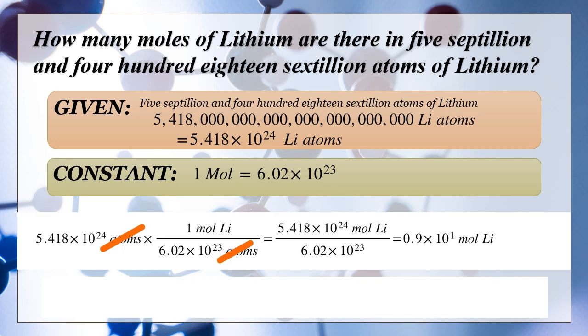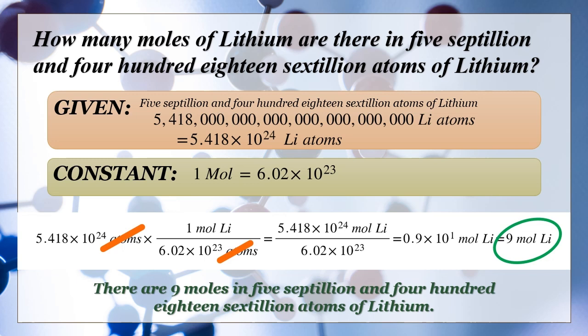This is an improper scientific notation. We can rewrite it as 9 times 10 to the 0 power moles of lithium, or in decimal form, it is 9 moles of lithium. That is the final answer to our word problem.